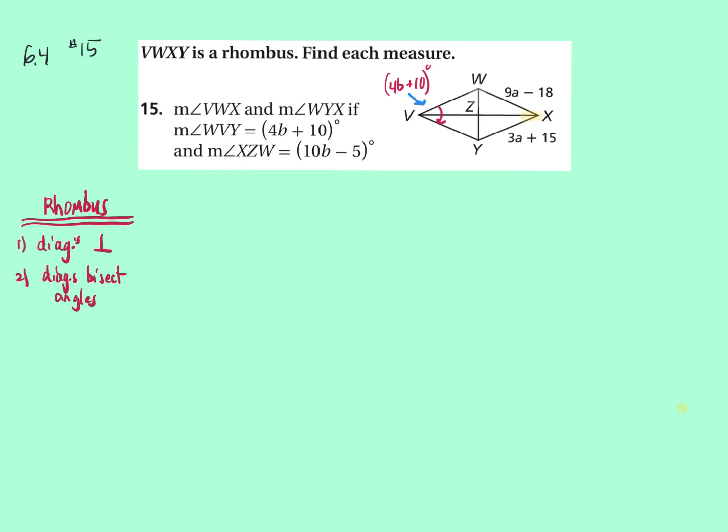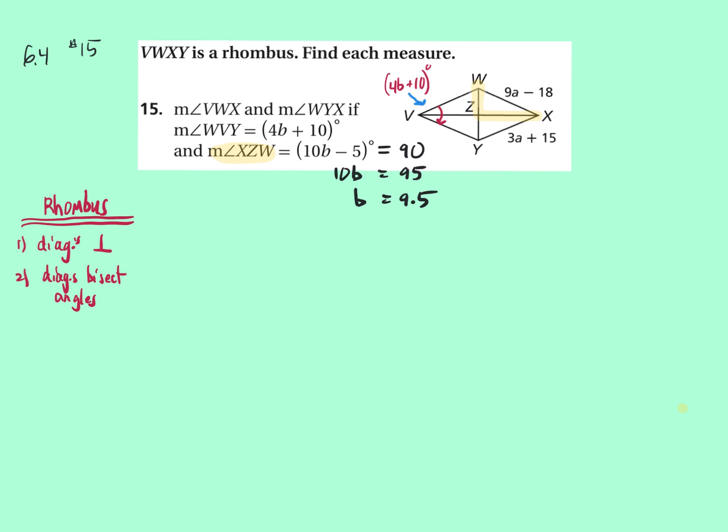From the X to the Z to the W. Aha. Rhombuses have diagonals that are perpendicular. Therefore, that must be a 90-degree angle. So 10b plus 5 must be 90. So we'll solve for b. 10b is 95. Dividing both sides by 10, b is 9.5.